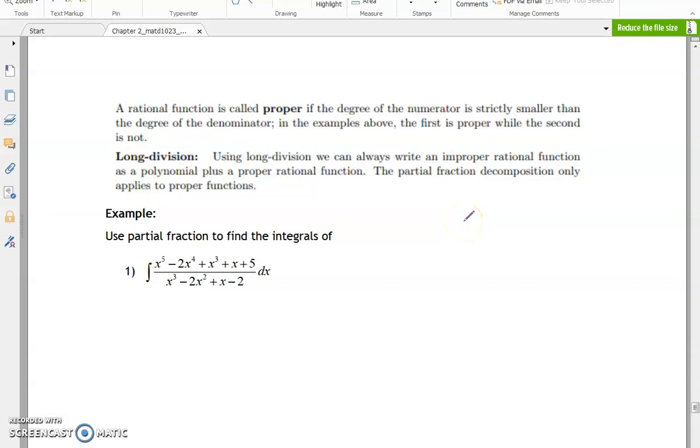Hello guys, this is the last video for the partial fraction techniques. In this last video we are going to see how we deal with the improper fraction.